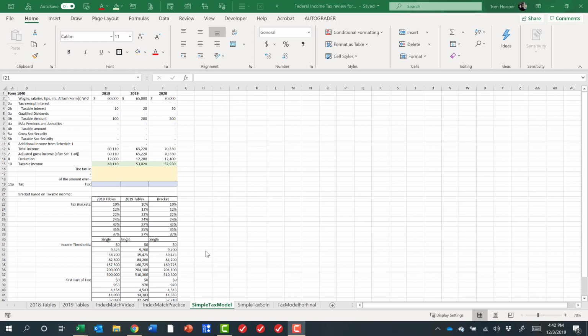So for practice, why don't you take this simple tax model problem, and I've posted the solution as usual, and see if you can calculate the yellow cells. And so the tax is this first portion, the first part of the tax, plus some percent of the amount over the bottom of your tax bracket, your income threshold. And these are what those numbers should look like.